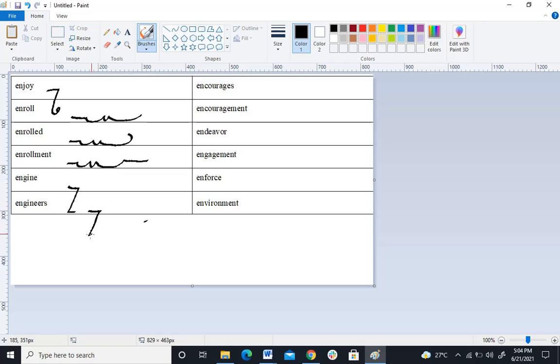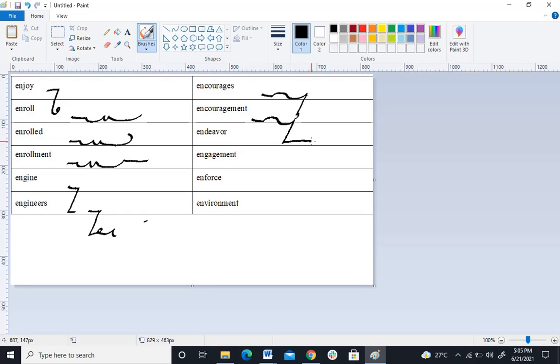Hindi kasi siya engineers, it's engineers. So, N. Okay? Kaya may sound yung E, kaya ko siya nilagay. Next, encourage. So, we have N, K, R, J. Encourage. And then, encourages, S. Next, encouragement. N, K, ridge, meant. Next, endeavor.